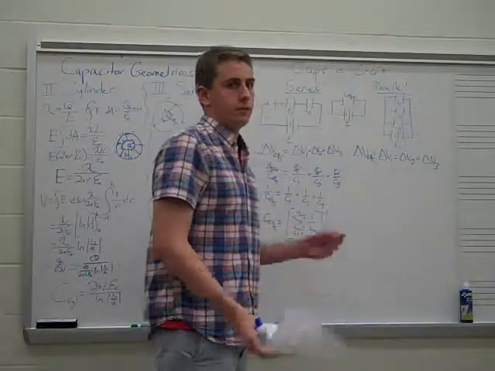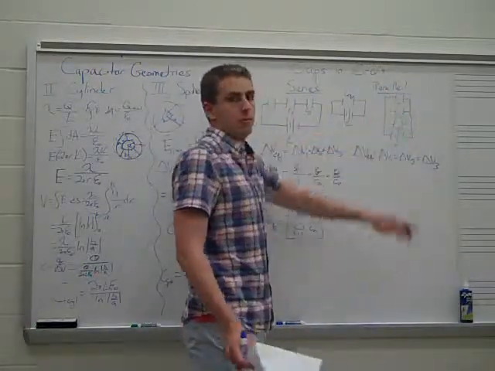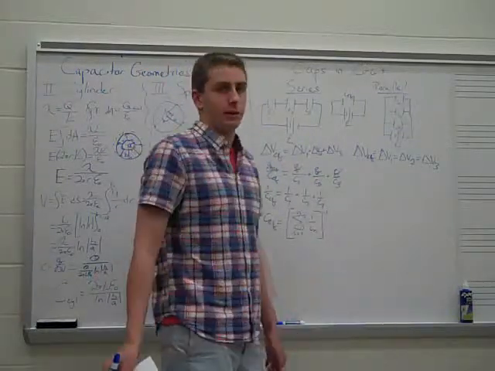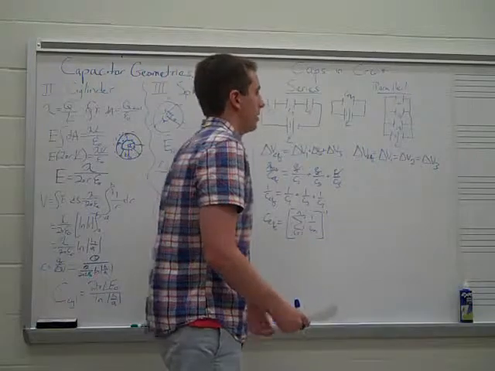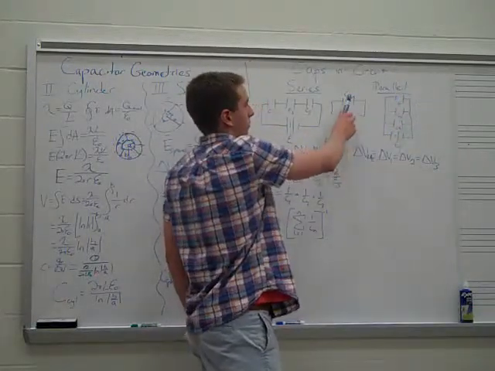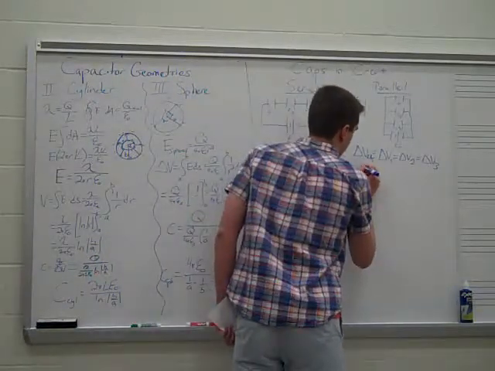But we know because of the junction rule that not each of these is going to experience the same amount of current, and therefore the charges, once each capacitor is fully charged, are going to be different. So that means that the sum of the charges on all three of these capacitors will equal the charge on that capacitor.